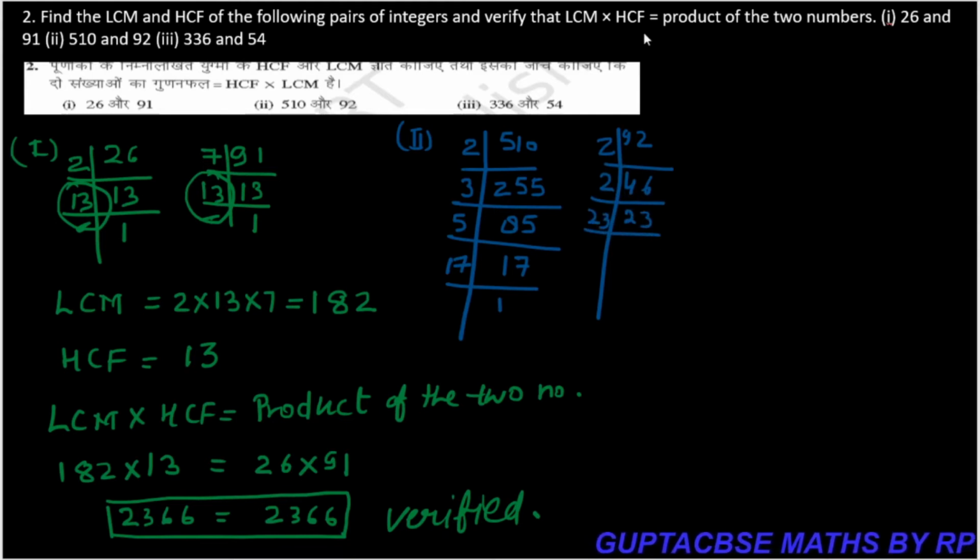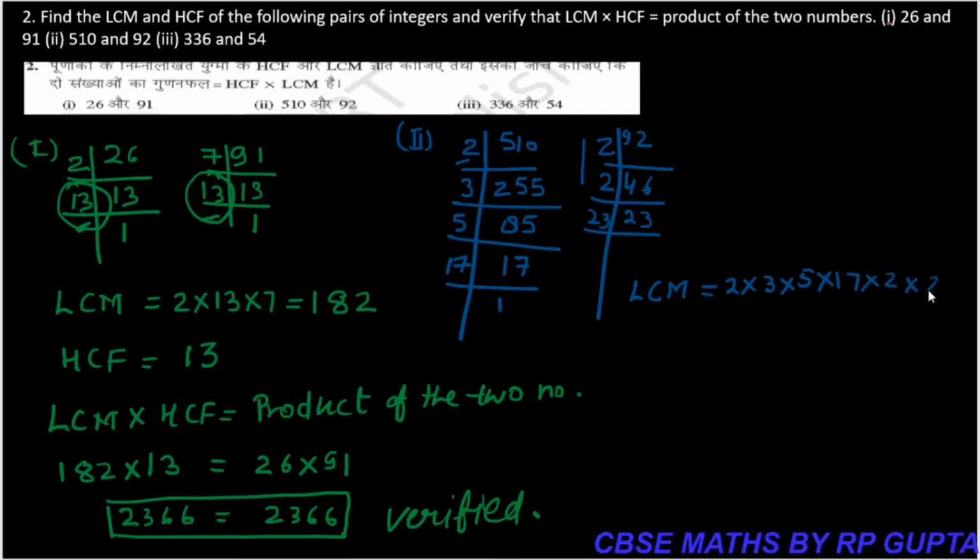Okay, so first of all I will write down the LCM. How to find the LCM? For the LCM, I will write down all the numbers of the first part: 2 into 3 into 5 into 17. Now see, I had taken one 2, here 2 times 2 is given, so I will take another 2, and now I will take the 23 and multiply. And for the HCF, the common factor is only 2. So 2 threes are 6, 6 fives are 30, 30 into 17 into 2 into 23. 17 twos are 34, into 23.